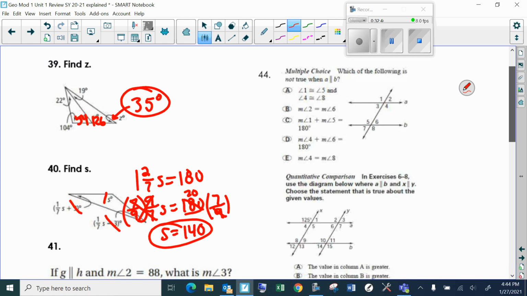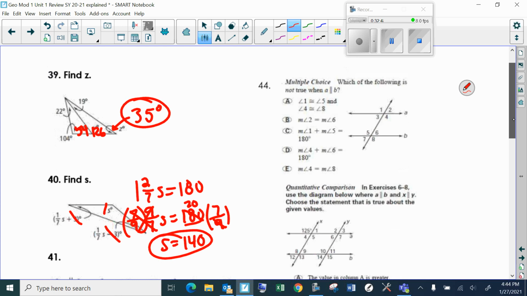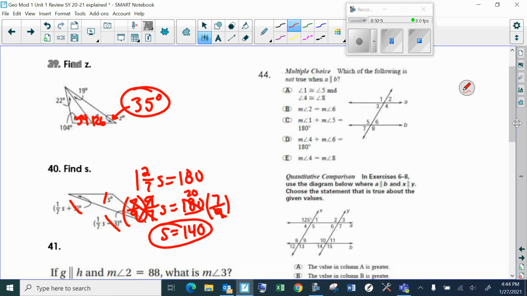44. One second. Do we have something up here? The first one. That is the first one. 44. Which of the following is not true when A is parallel to B? So now they're telling us A is parallel to B. Which one of these is not true? Is angle 1 and 5 congruent? Yes, they are. How about 4 and 8?